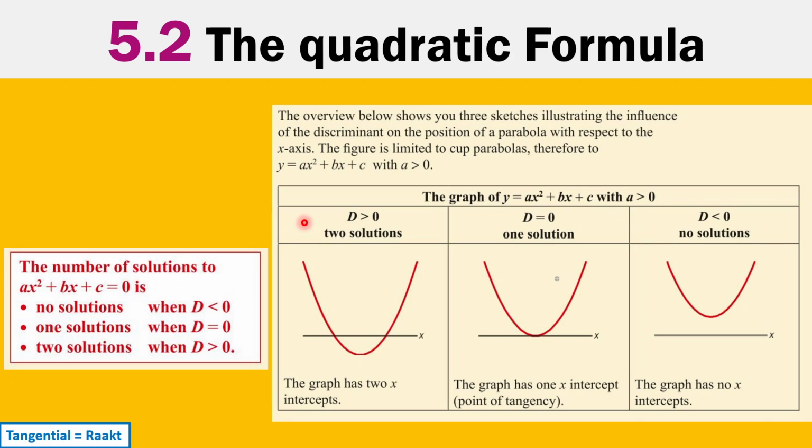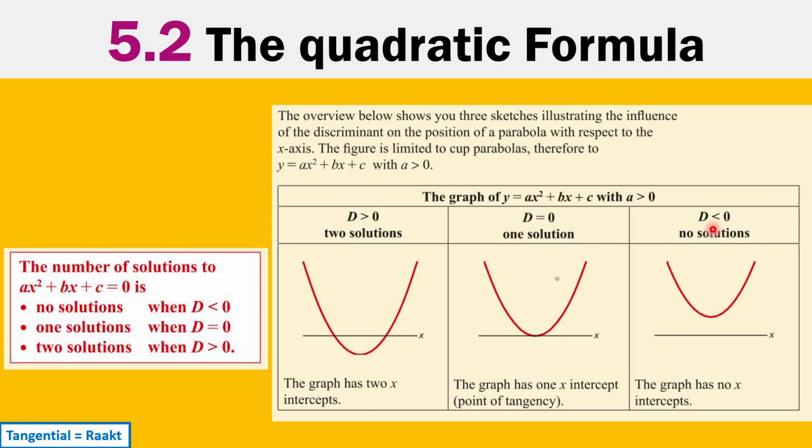Okay? If D is bigger than 0, I already showed you, I get two solutions, two values for x. And two values for x mean that this graph has two x-intercepts. So this is a sketch, of course, of how this graph is going to look like. If D equals 0, I only have one solution, and that means that now I'm tangential to the x-axis, a point of tangency, they also call it. Dan noemen ze ook wel een raakpunt. Ze zeggen in het Nederlands dat de parabool dan de lijn raakt.